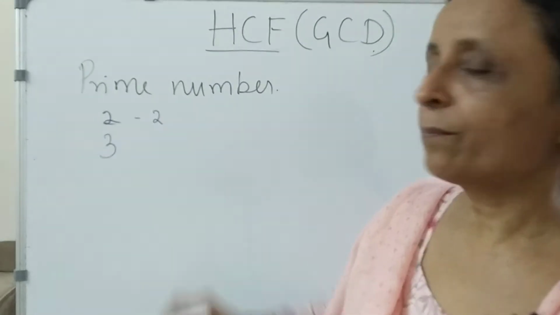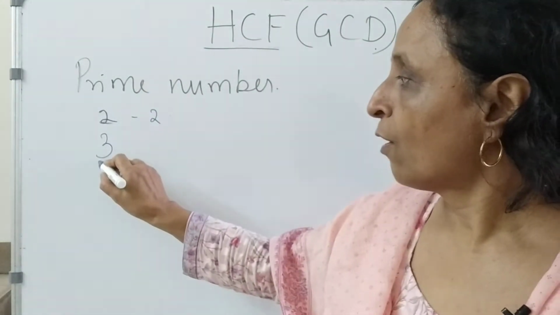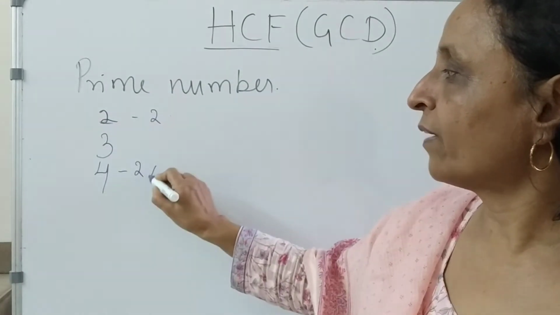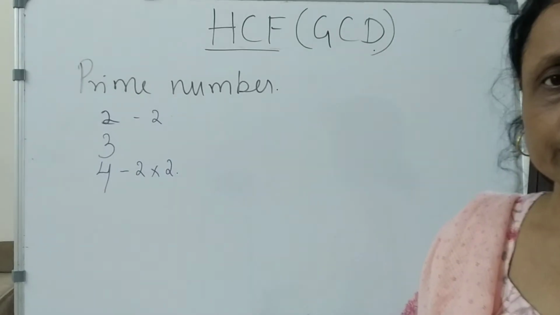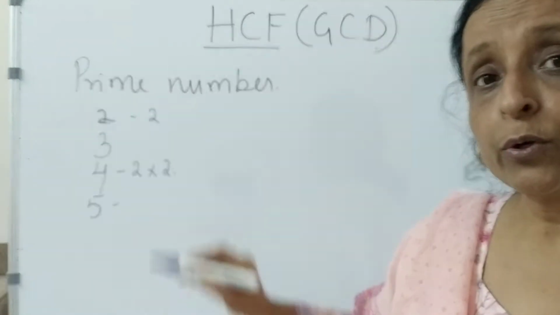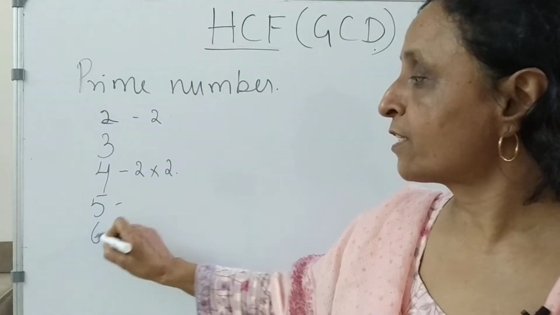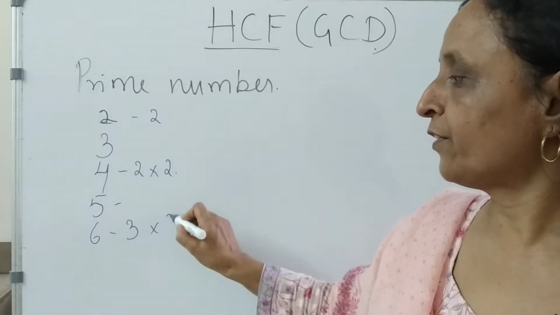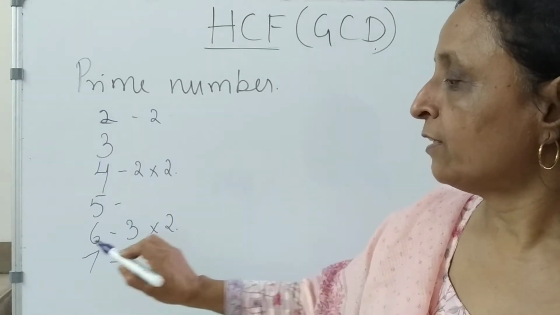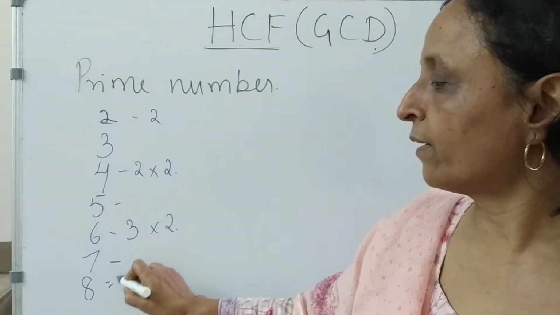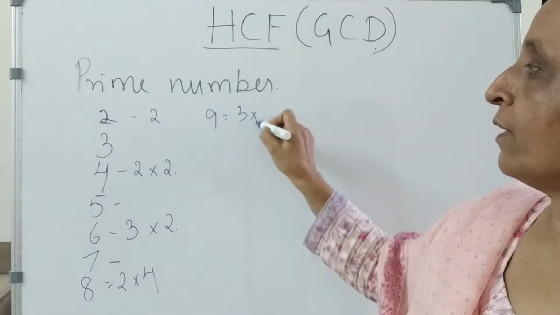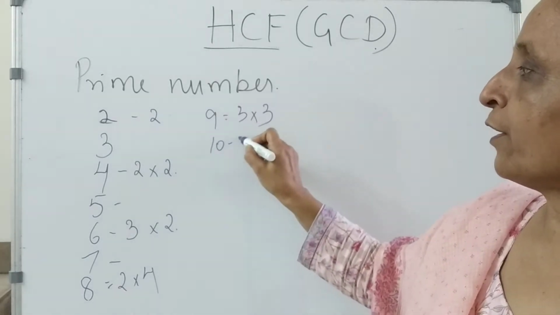3 is a prime number. 4 is not a prime number. Why? It is a composite number. You can write 2 into 2, 4. 5 is a prime number. You cannot break 5. 6 is a composite number. You can write 3 into 2. 7 is a prime number. You cannot break 7, so it's a prime number. 8, you can write 2 into 4. 9, you can write 3 into 3. 10, you can write 2 into 5.